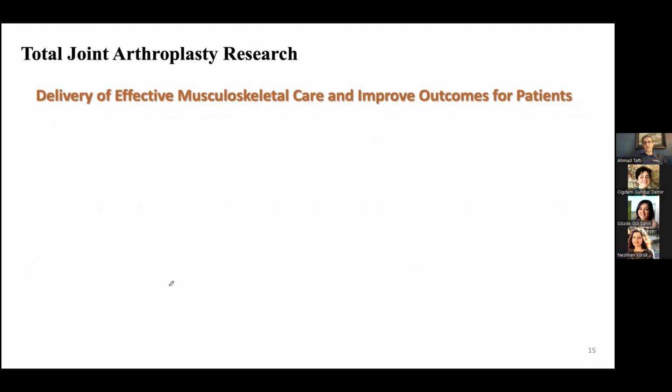We are interested in total joint arthroplasty, generally speaking, within the TJA Research Laboratory and within our multidisciplinary team. We are interested in delivering effective musculoskeletal care and improving outcomes of patients within different categories. One, safety of hip and knee replacement implants. You know that there is a list of concerns regarding the long-term safety of total knee replacement and total hip replacement due to the metal debris we could have in the blood that may cause some sort of cognitive decline, that can cause some sort of heart failure in a long-term period, not a short-term period.